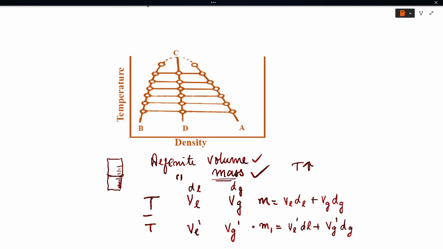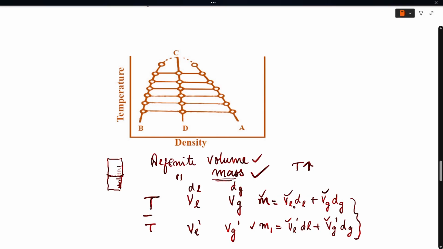Now, this mass we are taking, we know this. We know the volumes of the corresponding liquid and the gas. So, we will be having two simultaneous equations, just like x and y you have. You can solve for dl and dg and find out the corresponding densities of the liquid and the gas at that particular temperature. Now, what I am going to do is I am going to plot it.